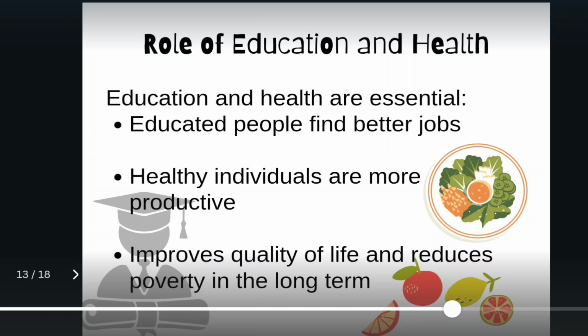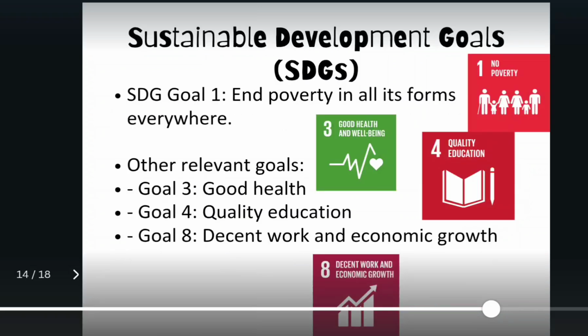So, everything is interrelated. Good education and good health will lead to a person finding better jobs, being more productive, being more healthy, taking initiatives, and then slowly and gradually the quality of life also starts to improve. And in the long term, you see a lot of differences.